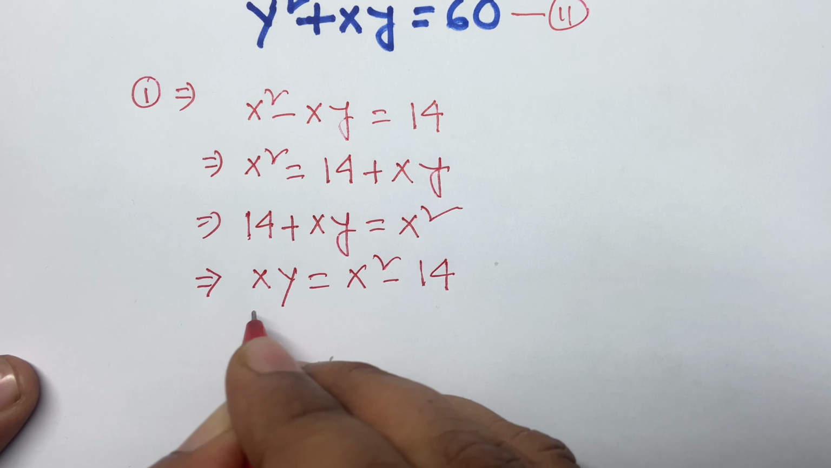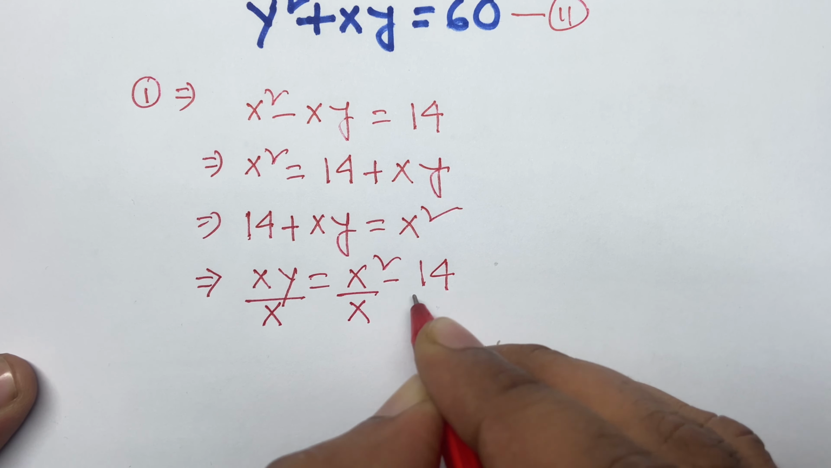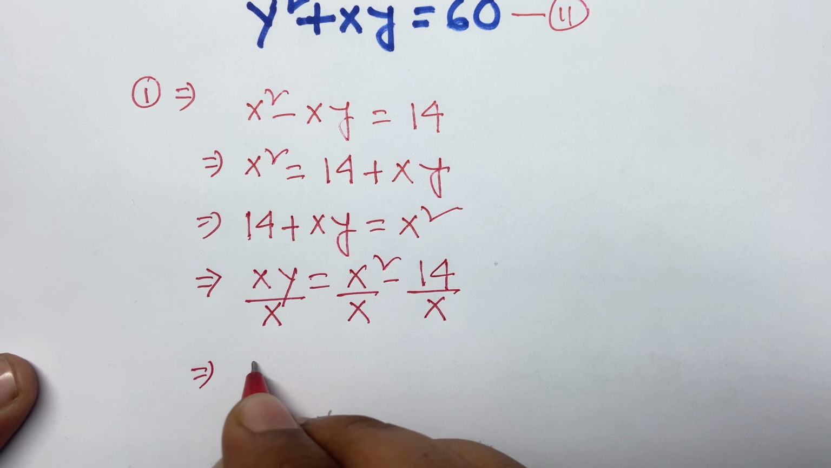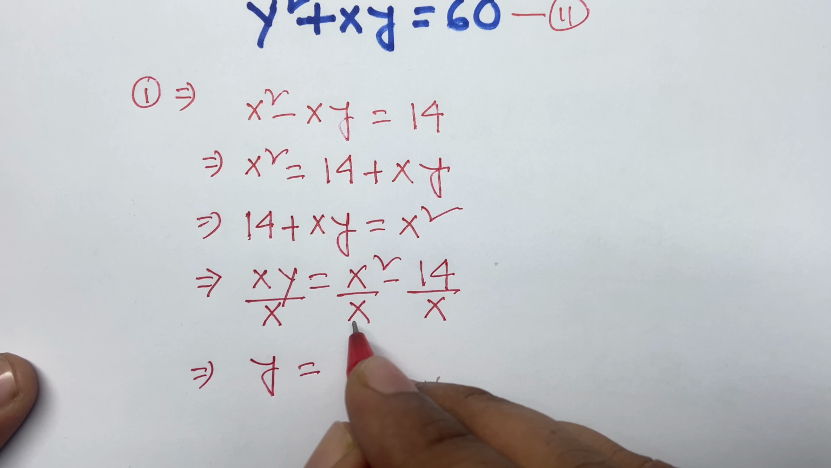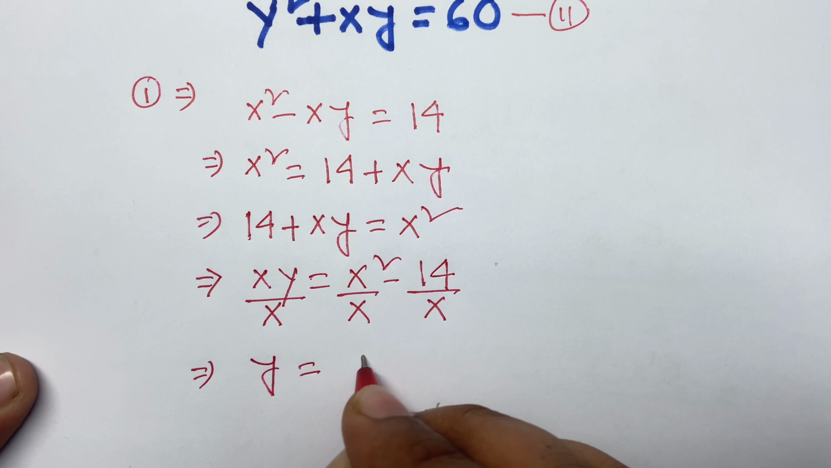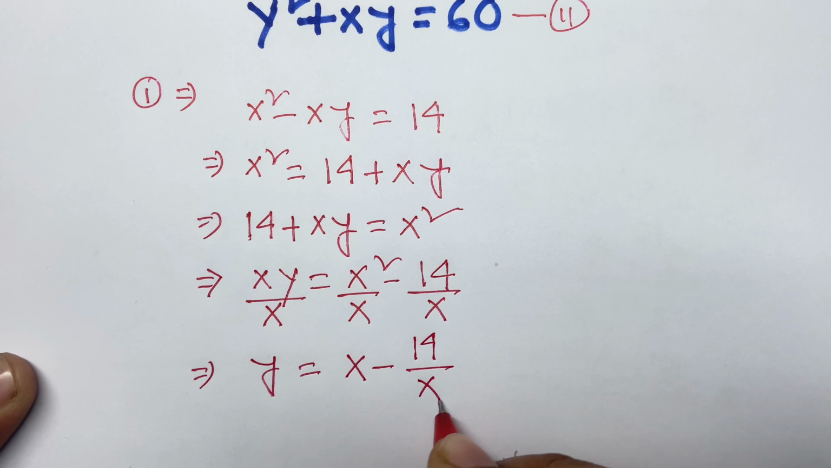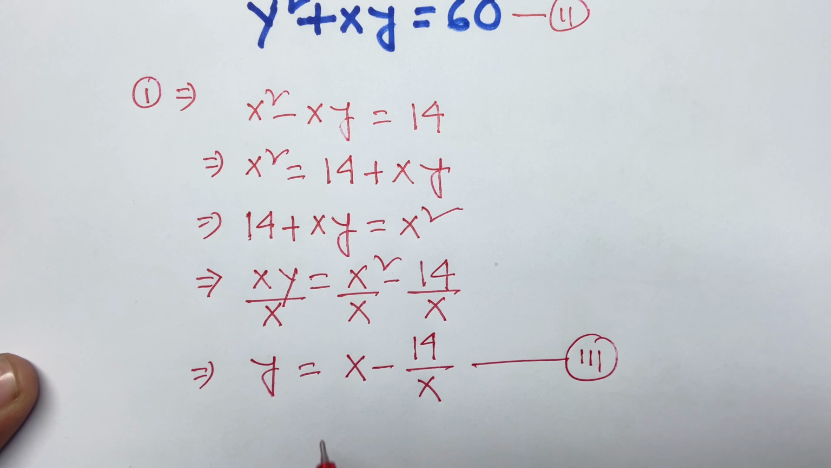Now I divide both sides by x. So x cancels. This time I can say y equal to x square over x, so if I divide, I find x, and here is 14 over x. I can say it is the third equation. And here y equal to x minus 14 over x.